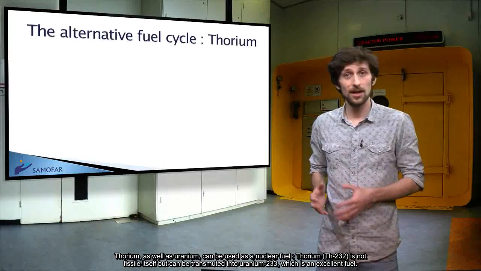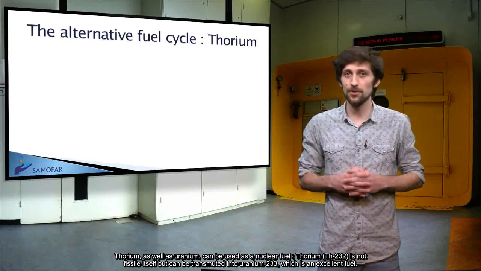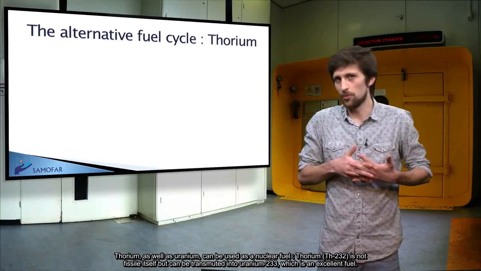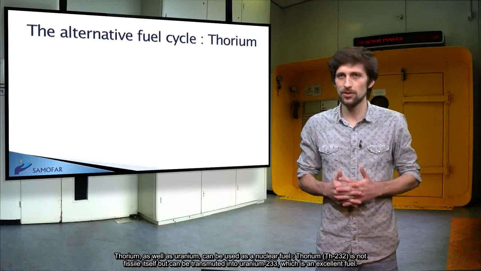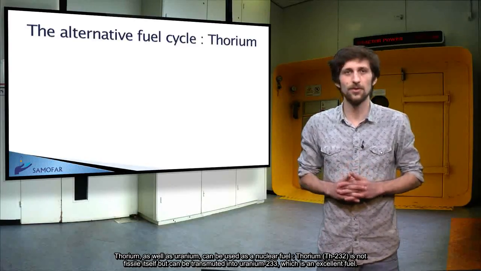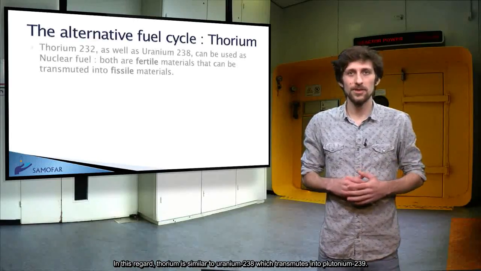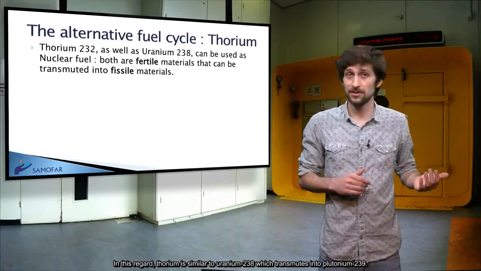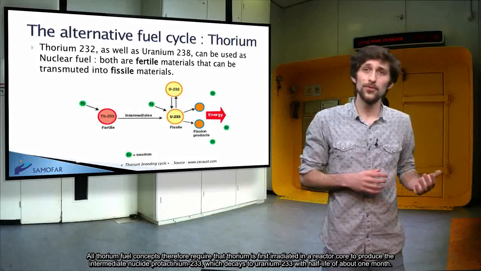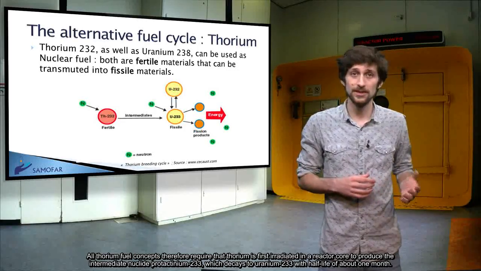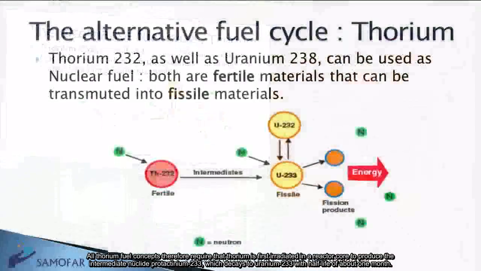Thorium, as well as uranium, can be used as a nuclear fuel. Thorium-232 is not fissile itself, but can be transmuted into uranium-233, which is an excellent fuel. In this regard, thorium is similar to uranium-238, which transmutes into plutonium-239. All thorium fuel concepts therefore require that thorium is first irradiated in a reactor core to produce the intermediate nuclide protactinium-233, which decays to uranium-233 with half-life of about 1 month.